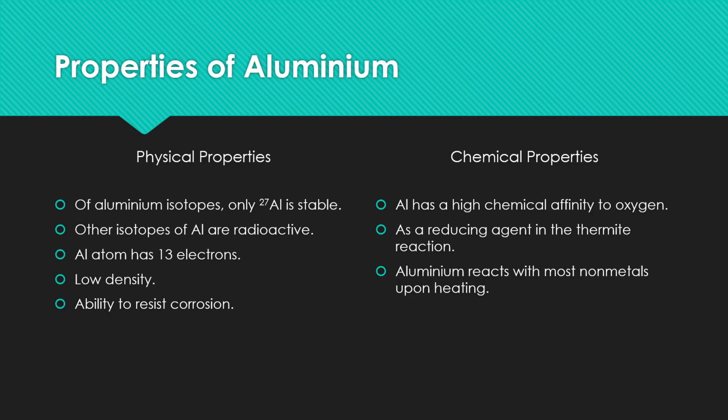Chemical properties. Aluminum has a high chemical affinity to oxygen, and aluminum is used as a reducing agent in the Thermite reaction. Aluminum reacts with most nonmetals upon heating.